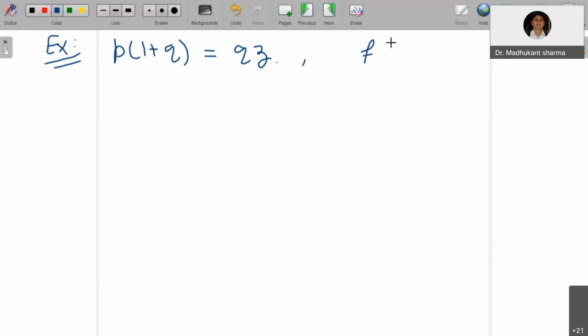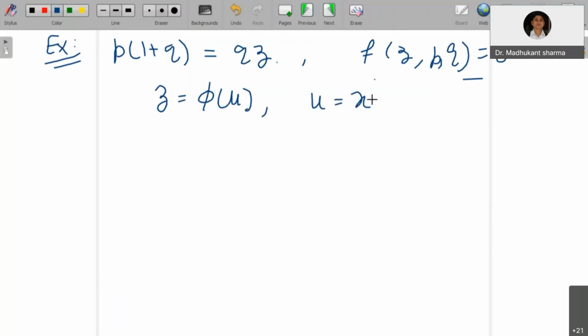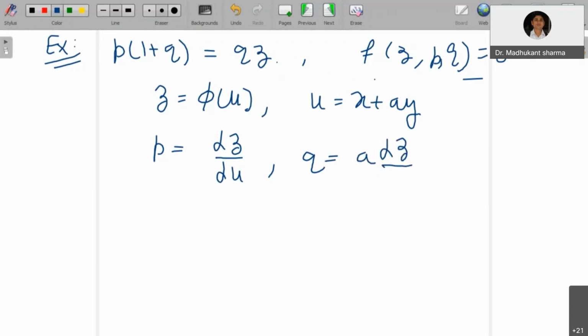So this is of the form f of z comma p comma q equals 0. I'm going to use the transformation z equals f of u, where u is equal to x plus ay. Just now we have derived what p is, dz by du. q you can also again derive, a times dz by du. So you can say this is what?